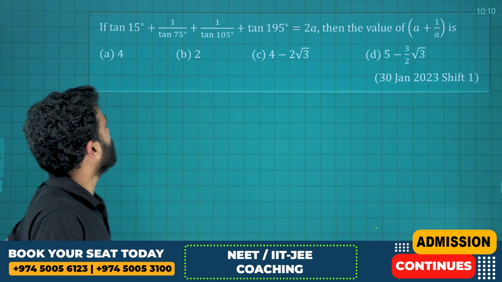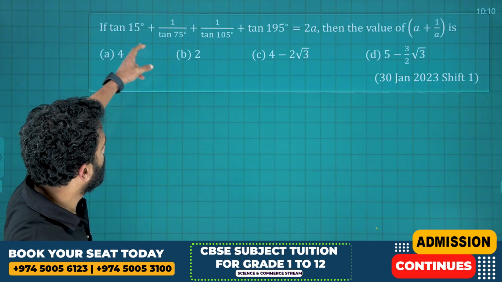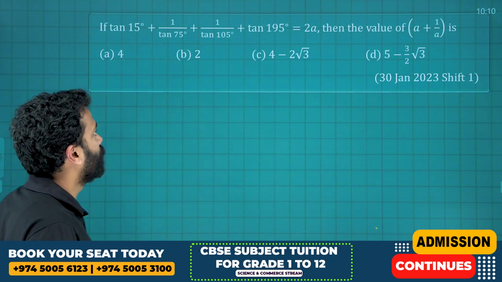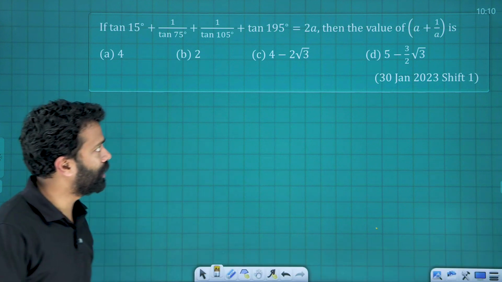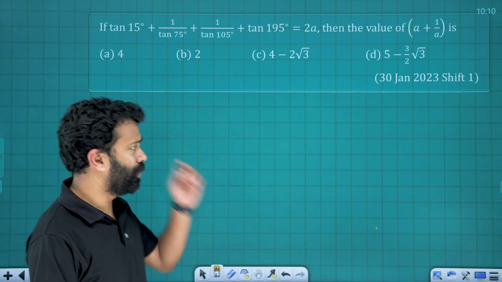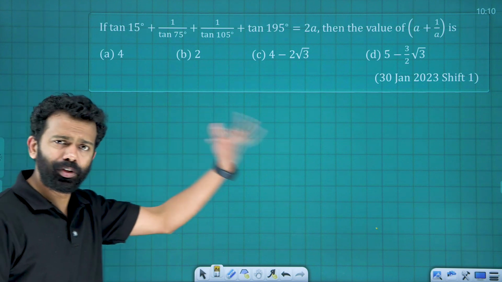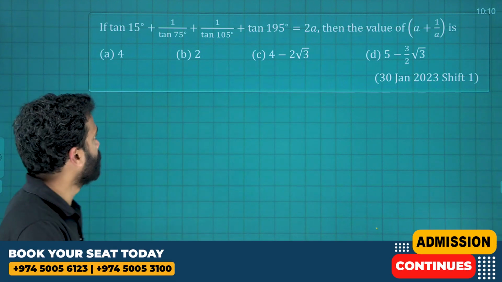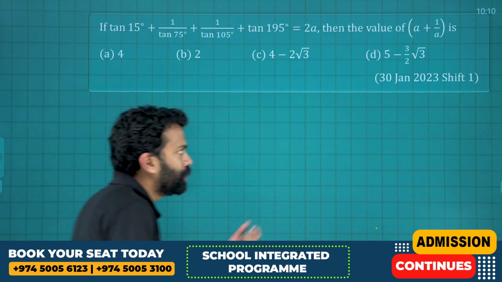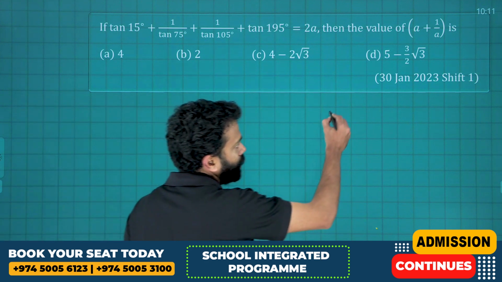Easy one. tan 15 degree + 1/tan 75 degree + 1/tan 105 degree + tan 195 degree is equal to 2a. Then you need to find the value of a + 1/a. Ultimately you need to find the value of a, only then you will get this value. So, before doing this, you need to know the values of the tan angles.